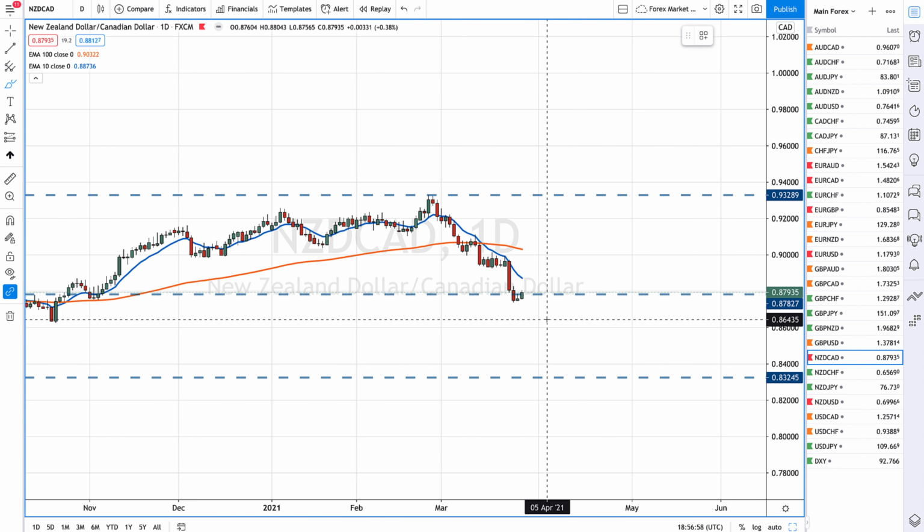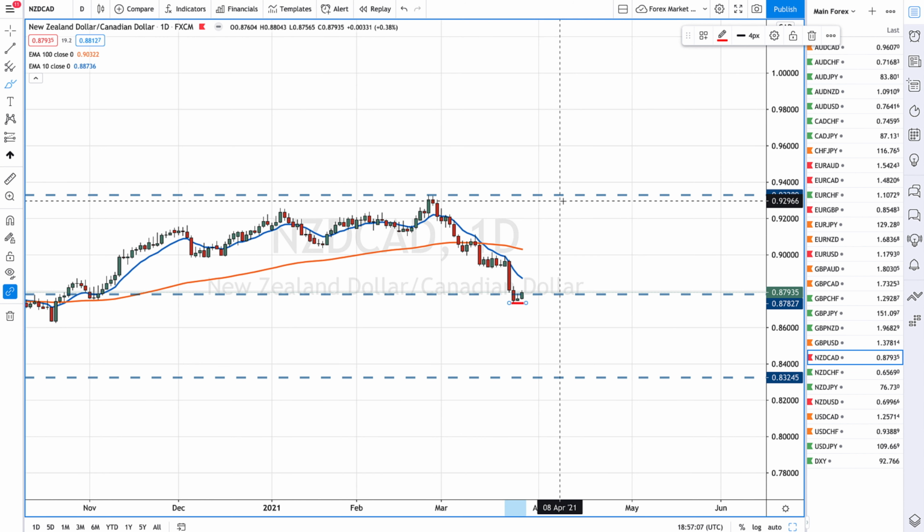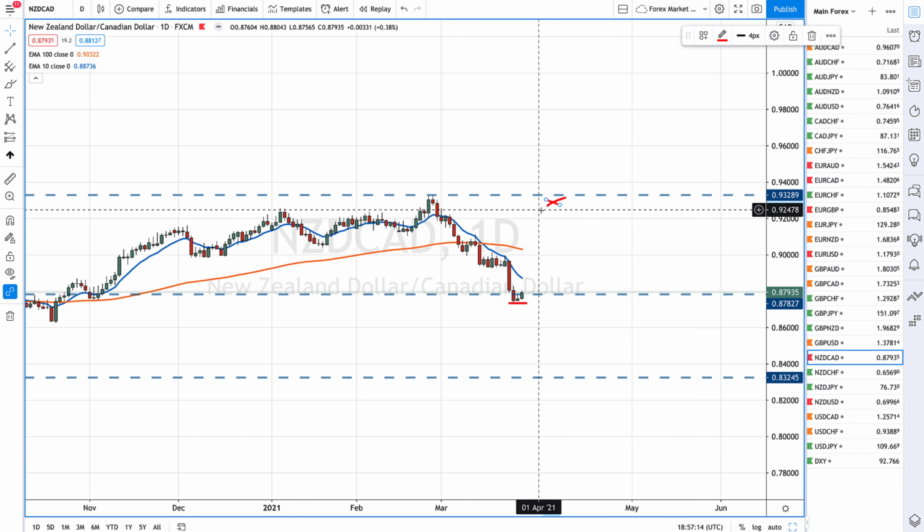So if the market can hold below this level and we get a break below this low at the 1.8732, then we will be looking for a short. If the market bounces up towards this resistance area up here, well, then we would also look to add a short when it gets up to that level.